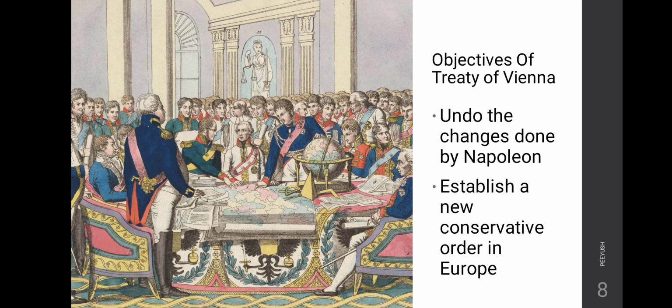Now you see here the picture of the Treaty of Vienna. All are trying to find out the settlement, and in fact settled the whole of Europe with this Treaty of Vienna, or Vienna Congress.